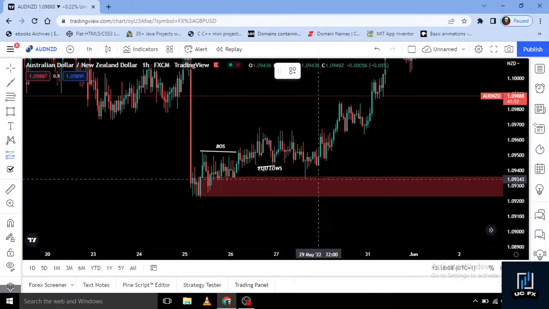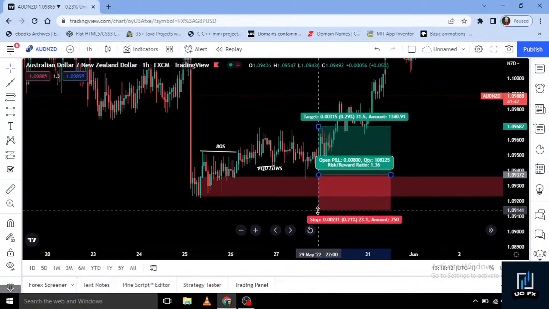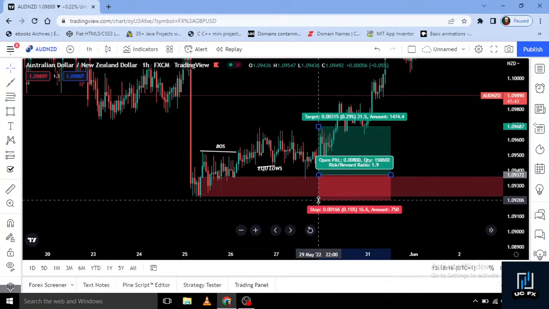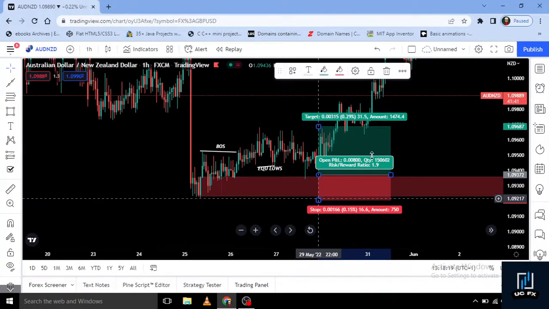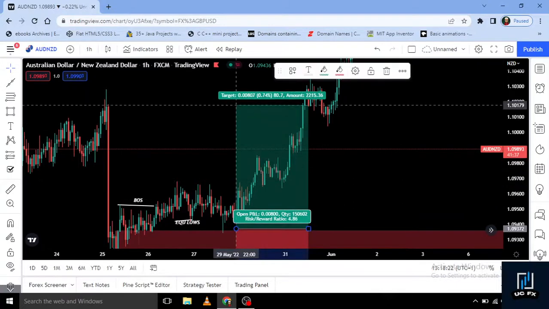Let's say you're taking a long entry, your stop loss will just be behind this order block. So you could be risking as little as 16 pips and targeting all the way up.